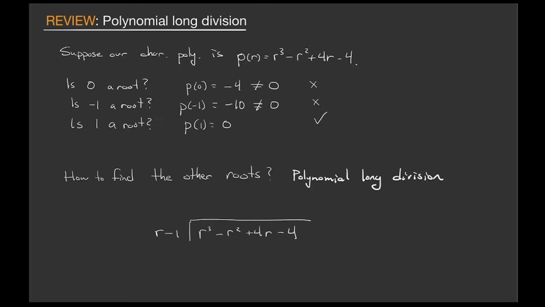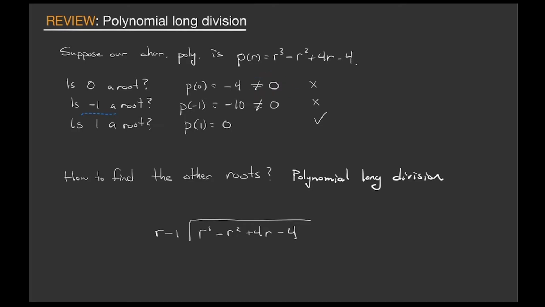Now, I've just stated these roots here, but what you'll need to do is actually be able to find the roots once you have the characteristic polynomial. The way to do that is through polynomial long division. So suppose we have this characteristic polynomial here, and we want to ask ourselves, is 0 a root? If you substitute 0 in for r, you'll get -4, that's not equal to 0. That means that 0 is not a root.